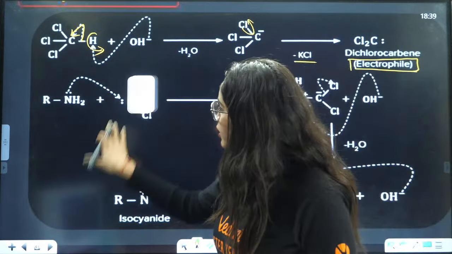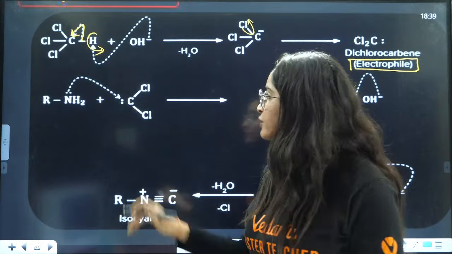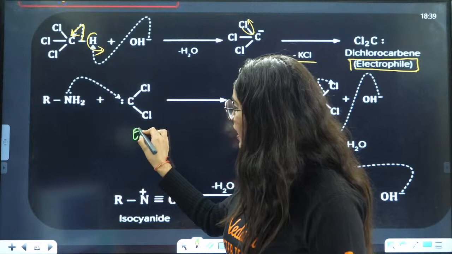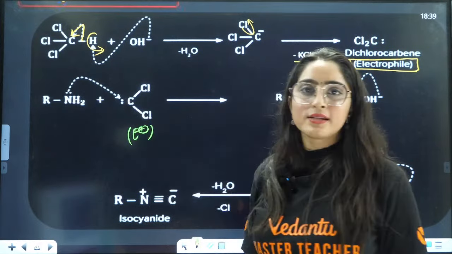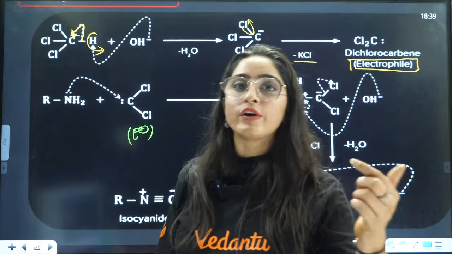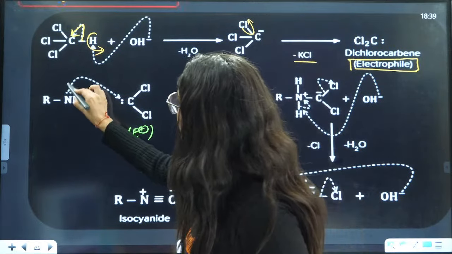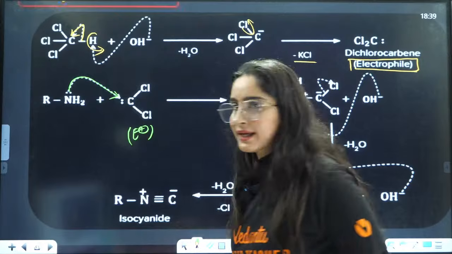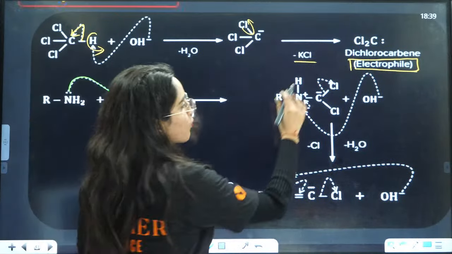That is why it wants 2 more electrons to complete its octet, right? So it is behaving as an electrophile only. Now these lone pairs will attack this electrophile. Definitely in the mechanism, the arrow always goes from more electron density to less electron density, so it will be towards this one. They are going to attack here and form a bond here. This is the bond that you will see.